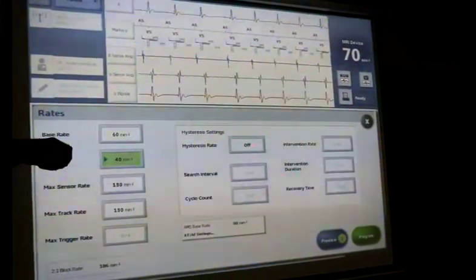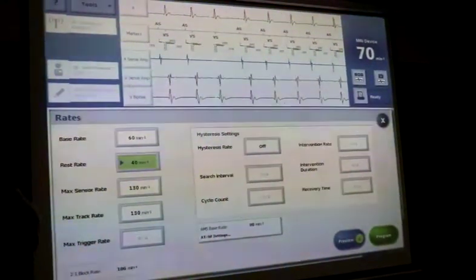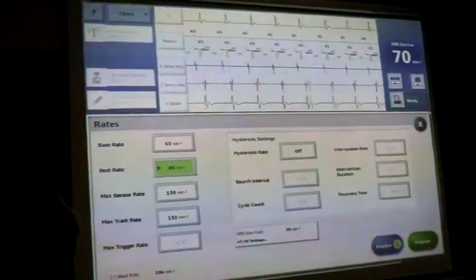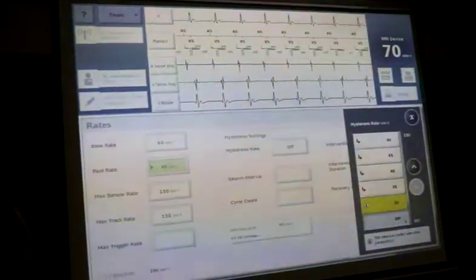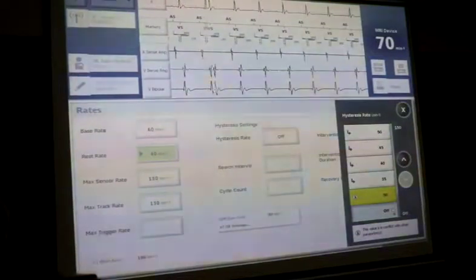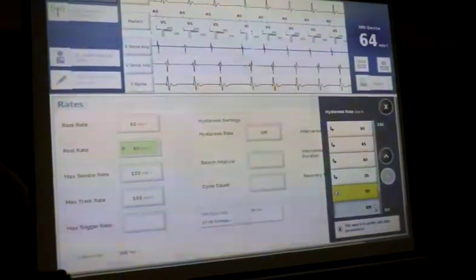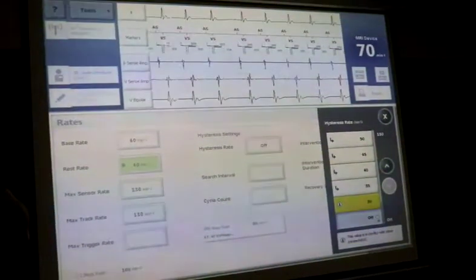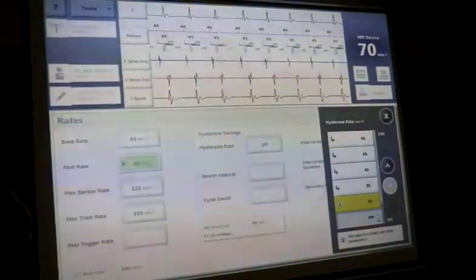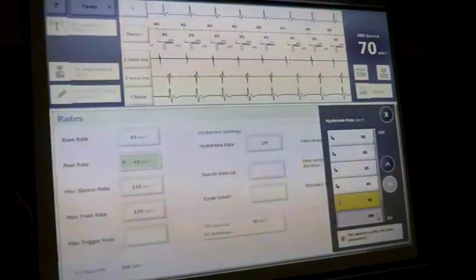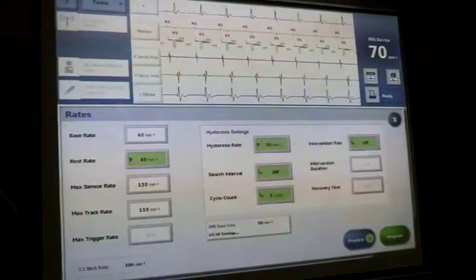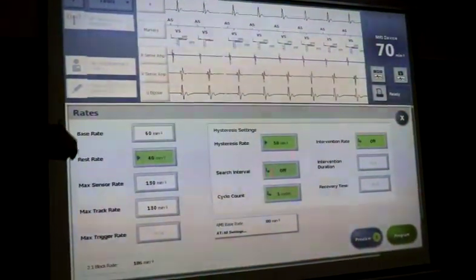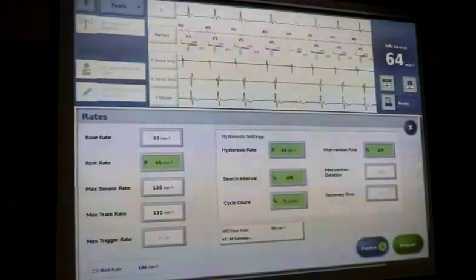Rest rate on. Also a good idea is hysteresis. So hysteresis, in a dual chamber device, when there are spontaneous P waves, lets the heart rate drop. It has a lower band, okay? So it's a new base rate. So we'll maybe put that in at 50, okay? And then I'll just put a search interval on.